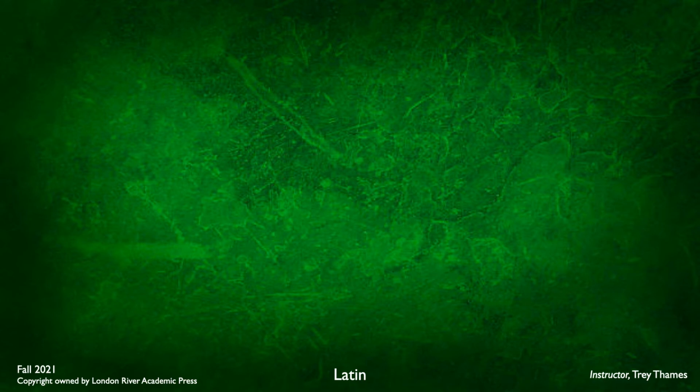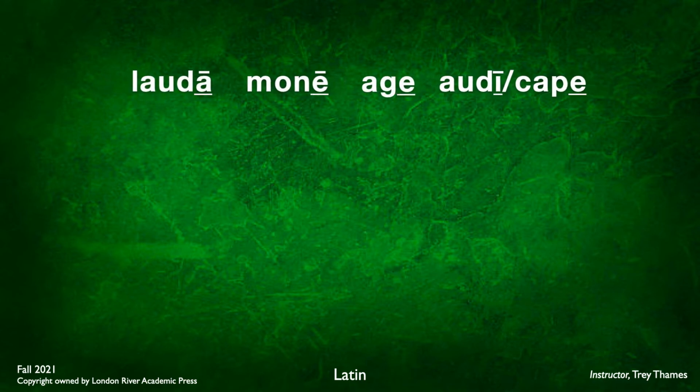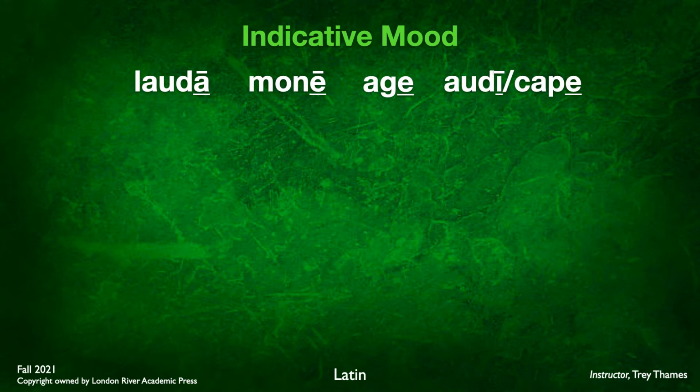So let's take a look at this a little bit more closely here. Here are our paradigm verbs: laudo, laudare, moneo, monere, ago, agere, audio, audire, and capio, capere. So these are our first, second, third, fourth, and then of course capio is our third io paradigm. Now you can see here I've got just the stem for these, and I've underlined the stem or base vowel, the long A for first conjugation, the long E for second conjugation, the short E for third, the long I for fourth, and the short E for third io.